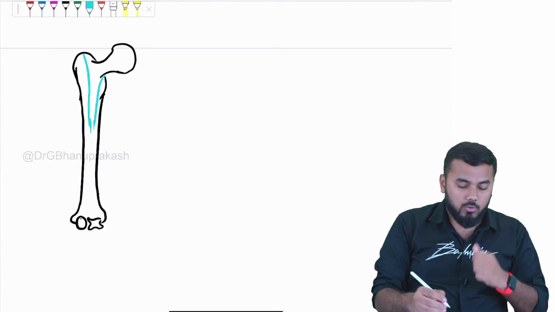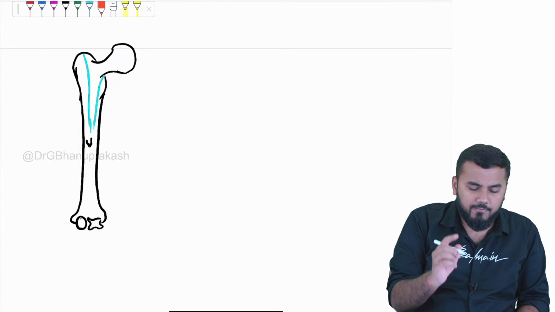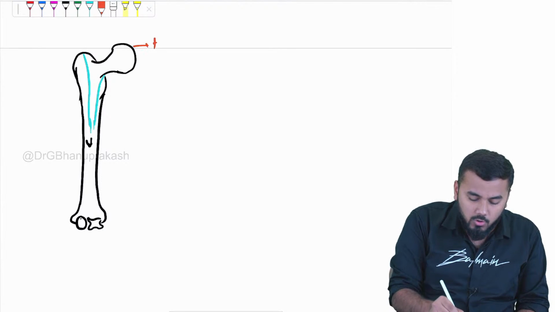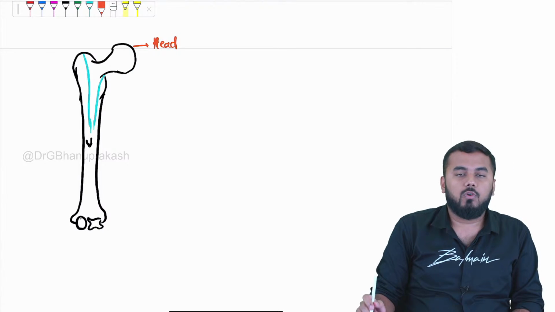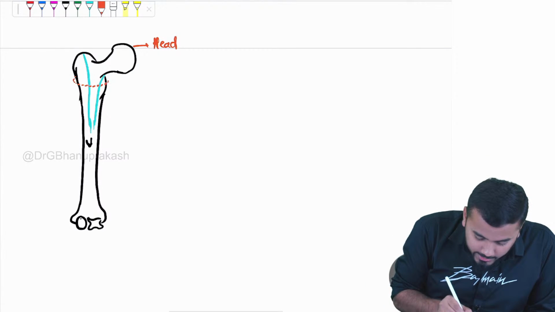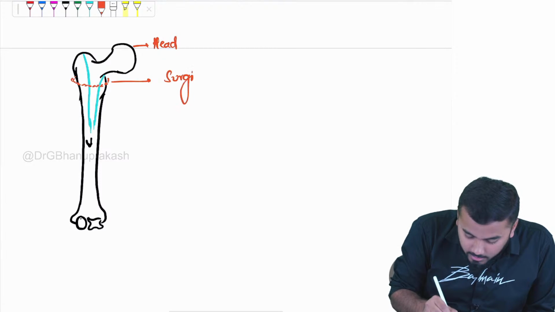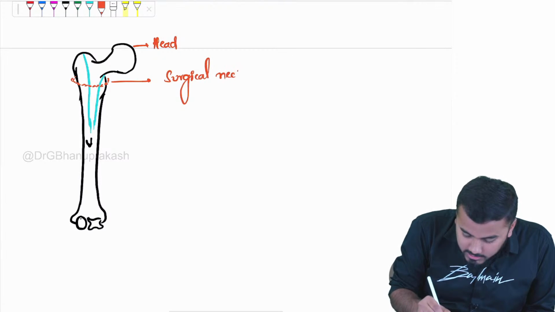Right. So this is all I wanted to draw, nothing more than this. Very fast, I'm telling you. This is called your head. And I'm tying a ring around this. Look here. This is called the surgical neck.